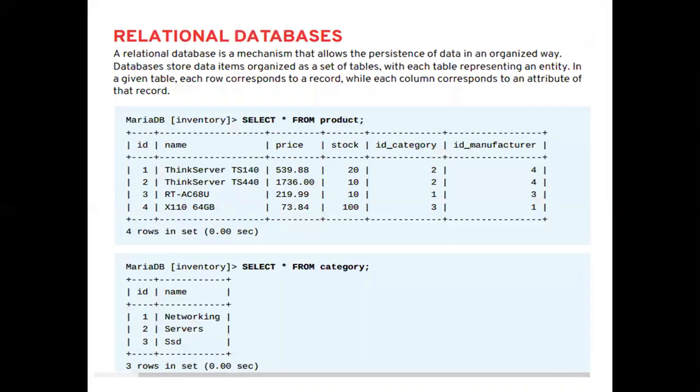So what exactly is a relational database? A relational database is a mechanism that allows the persistence of data in an organized way. A database stores data items organized as a set of tables, with each table representing an entity. So here you can see, if I want to retrieve all the data from the product table, we can use select star from product. It will give you all the data from the product table.